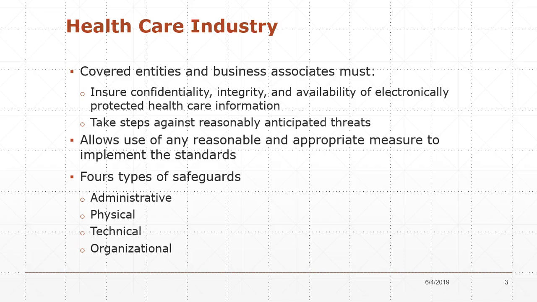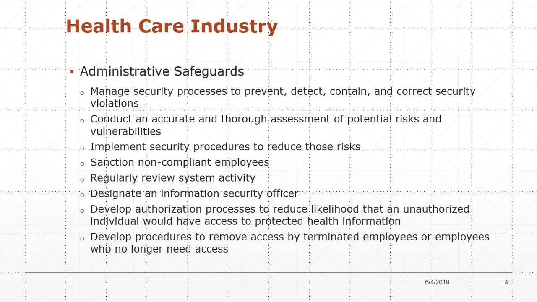HIPAA provides latitude to determine how you will implement those standards, but it does provide a fairly detailed list of the types of things that should be in place. And there are 4 types of these called safeguards: administrative, physical, technical, and organizational safeguards. There's many of these listed in a book, and I've highlighted a few here to give you an idea of some of the things that are contained within each of these safeguards.